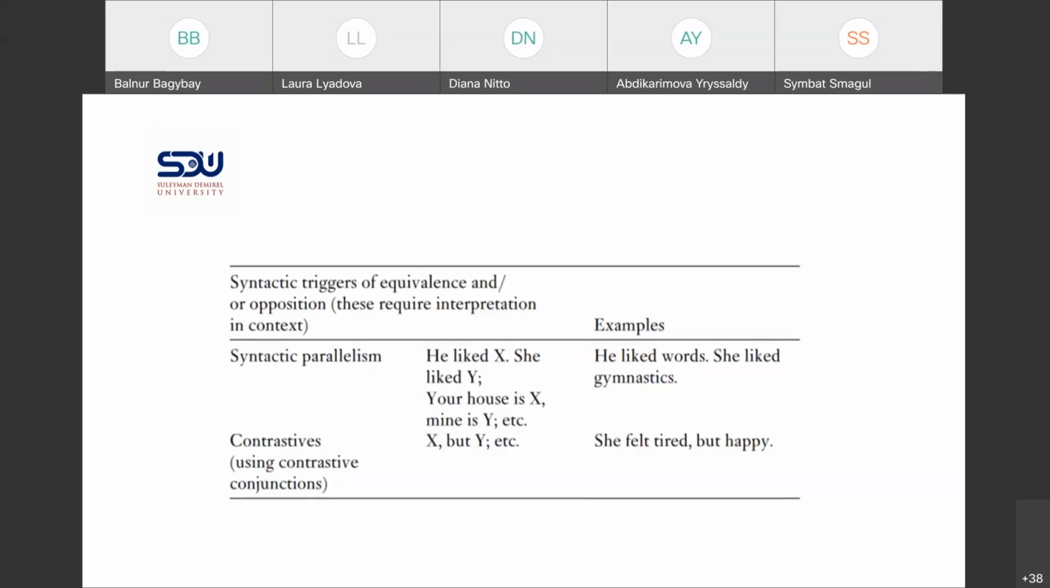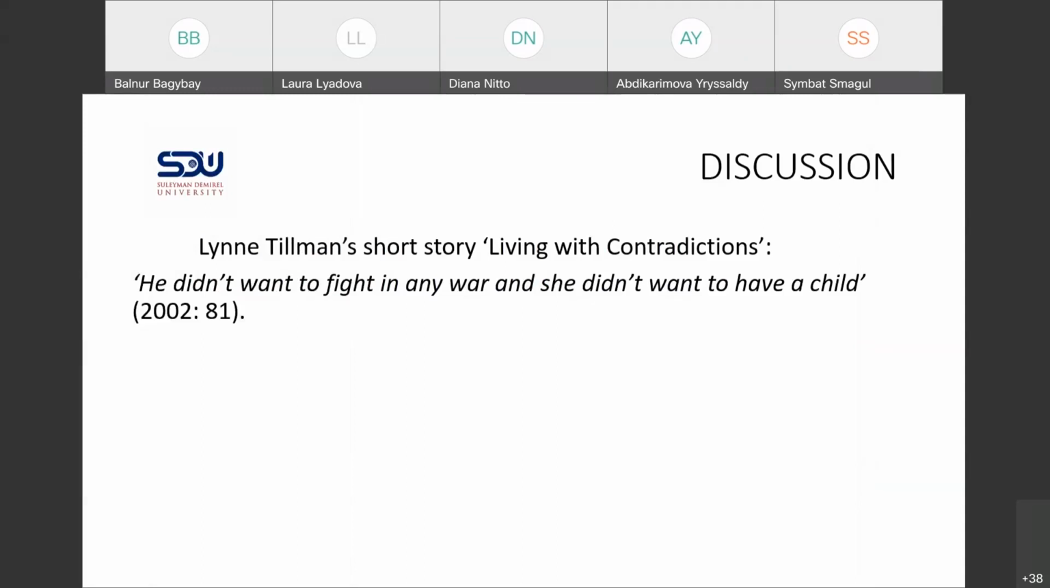And contrastive ones, using the contrastive conjunctions. She felt tired but happy. One more thing is very interesting, isn't it? When we're using the conjunctions, in a syntactic way, we're showing opposition or equivalence. Quite interesting.